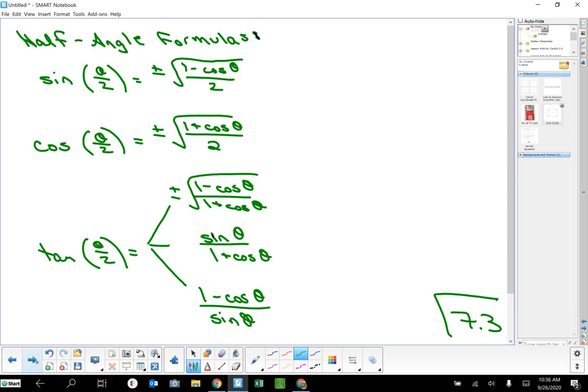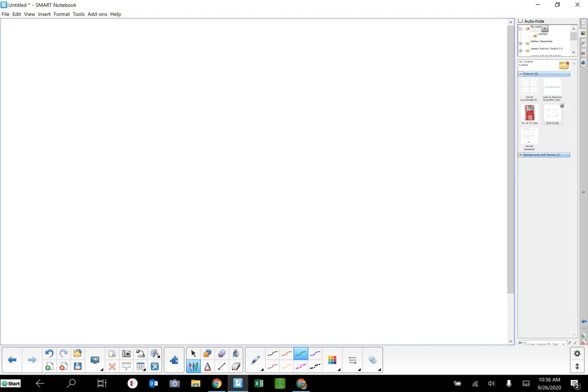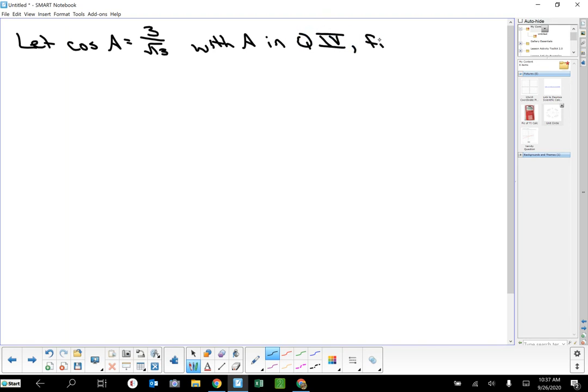So here's how we're going to utilize these. You're going to get an example that says something like, let cosine of A equal 3 over radical 13, with A, and so that means A is an angle, right? So that could be theta, in quadrant 4, comma, find cotangent of 2A. All right, so there's a couple of things here.